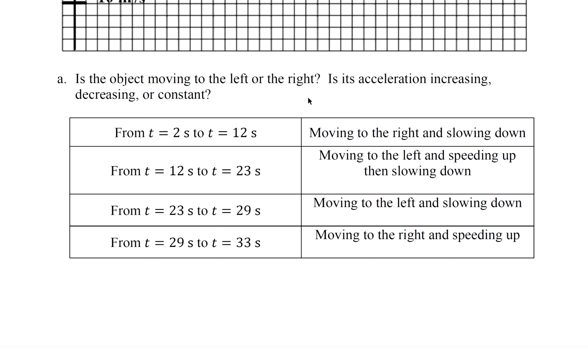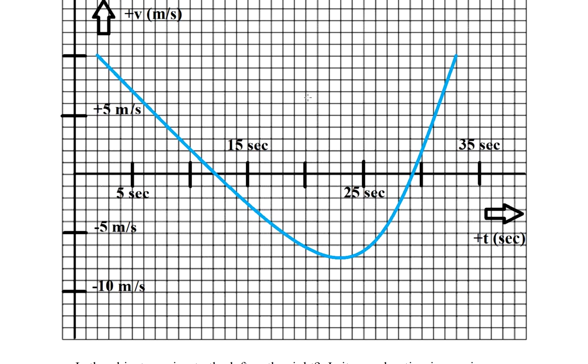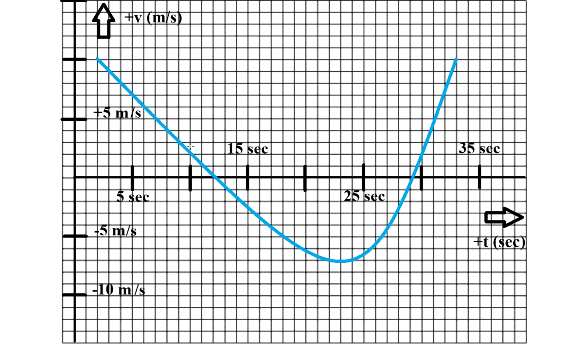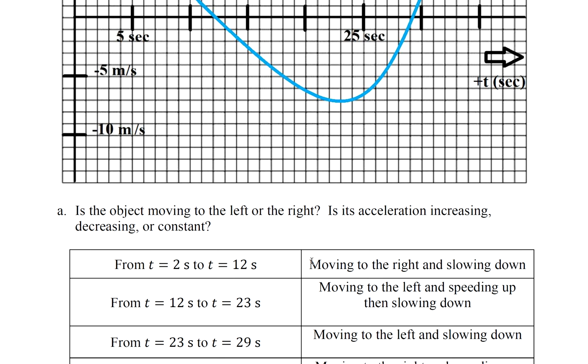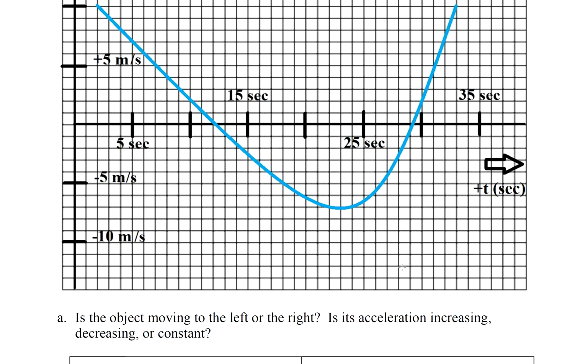So is the object moving to the left or right? Is its acceleration increasing, decreasing, or constant? So from 2 seconds to 12 seconds, the slope is negative, so the acceleration is negative, and its velocity is positive. So it's like going to the right but slowing down. So it's moving to the right because the velocity is positive and it's slowing down.